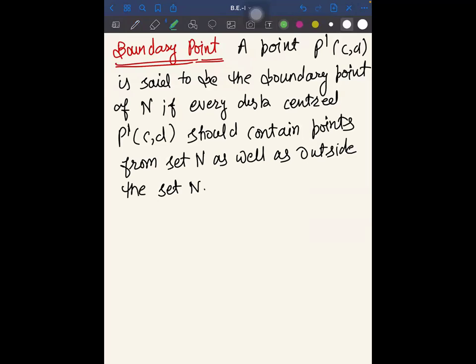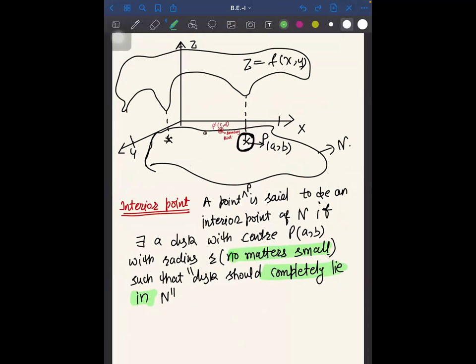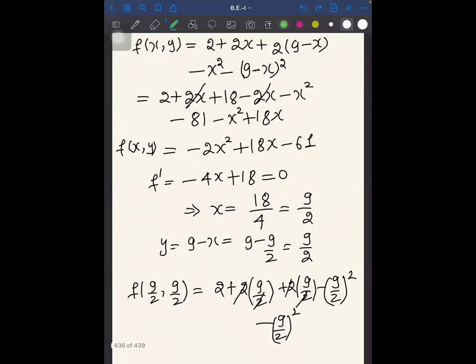Right? So what are the important points of this definition? Every disk. ठीक है ना? Are you getting this? Yes, sir. And here I'm saying what? Should contain points from the set as well as outside the set. ठीक है? Right? Are you getting this? Yes, sir. See why we are dealing these problems in this way.